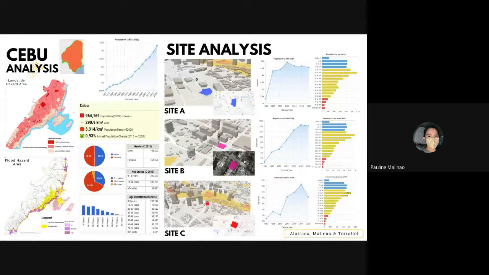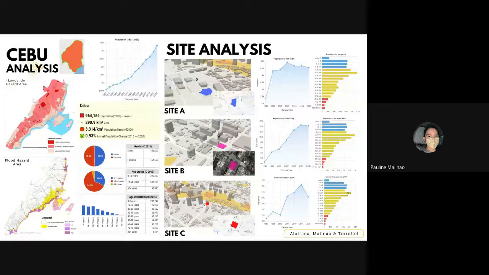Now we will be discussing the site analysis. On the left side, it is the site analysis for the city, while the right side is the analysis per proposed site. So first, we go to the left side. It shows the population demographics of Cebu, showing that Cebu has about a 0.93% increase in population from 2015 to 2020. As for the gender analysis, it has higher rates for female than male. And lastly, for age group analysis, the highest is ages 20 to 29 years old.